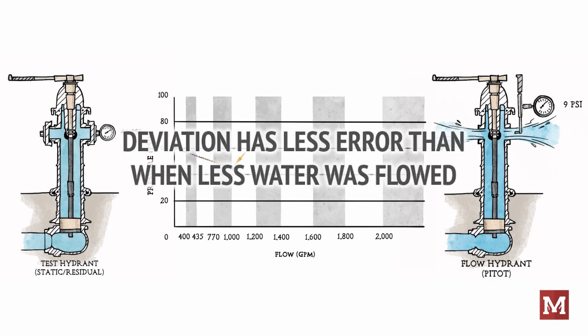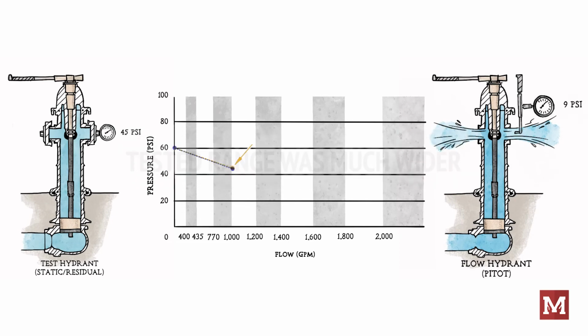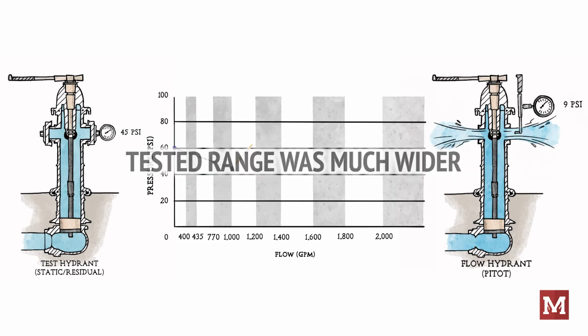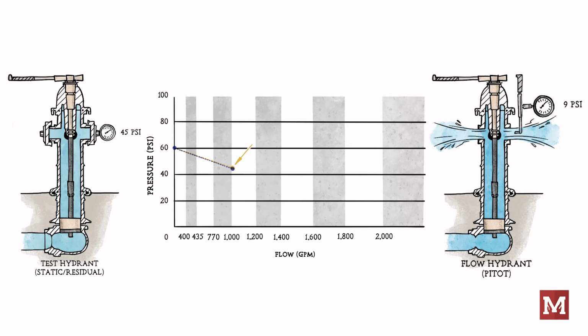Now this deviation has significantly less error than when we flowed less water. It's because our tested range is much wider. We are either extrapolating much closer to our tested range, or better yet, we're now interpolating. Again, interpolation means that we're taking a point between two known quantities. Extrapolation is when we're taking points that are beyond the range that we've tested.